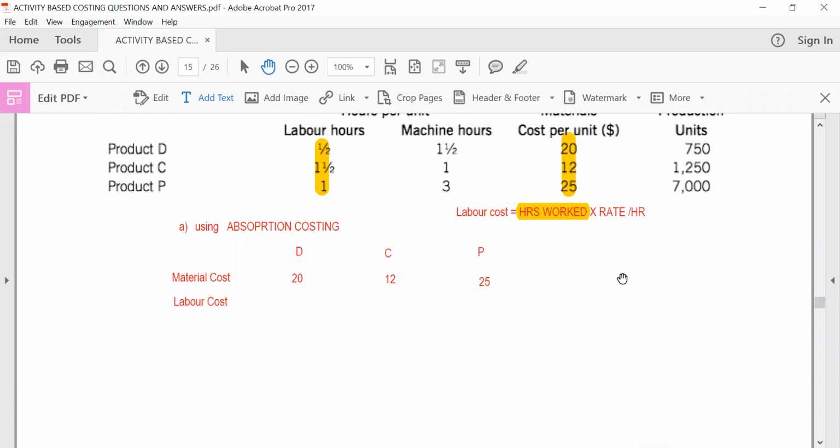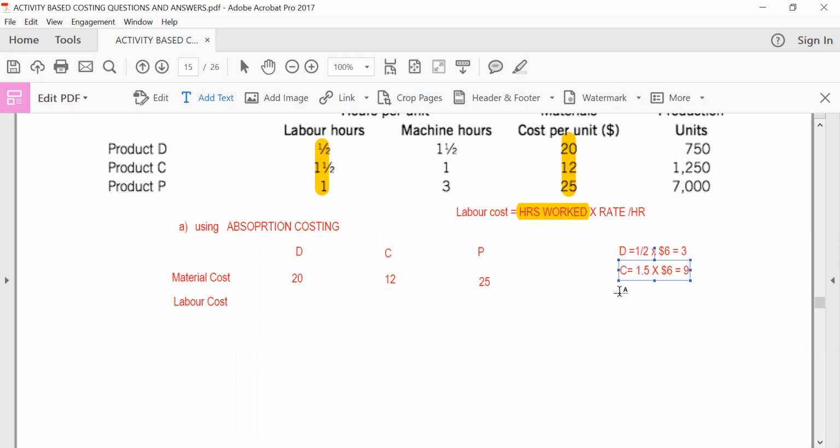In the case of product D, in calculating product D labor cost, how many hours for product D? Half. Half is the same as 0.5, right? So half times 6, it's in dollars, so that gives us 3. Case closed. Then in the case of product C, on the day of exam, you put this in your formula: that is 1.5 times $6. So that gives me 9.